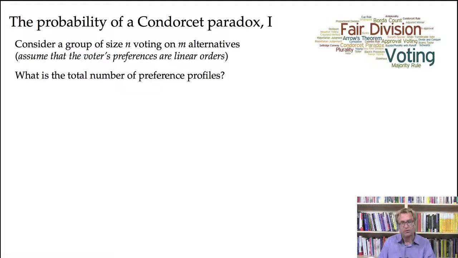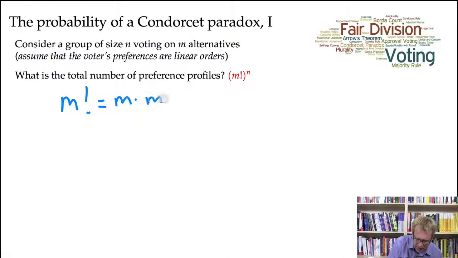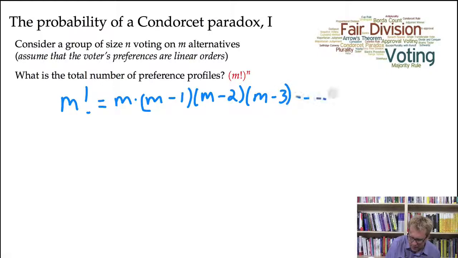Suppose that we have n voters and m alternatives. The first question we need to ask is, we want to find the denominator of that fraction of the probability. What is the total number of preference profiles? How many possible preference profiles are there when you have m candidates and n voters? The answer is m factorial raised to the nth power. As a reminder, just for the notation, m factorial is m times m minus 1 times m minus 2 times m minus 3 down to 1. That's what m factorial is. So you calculate m factorial and then you raise it to the power n.